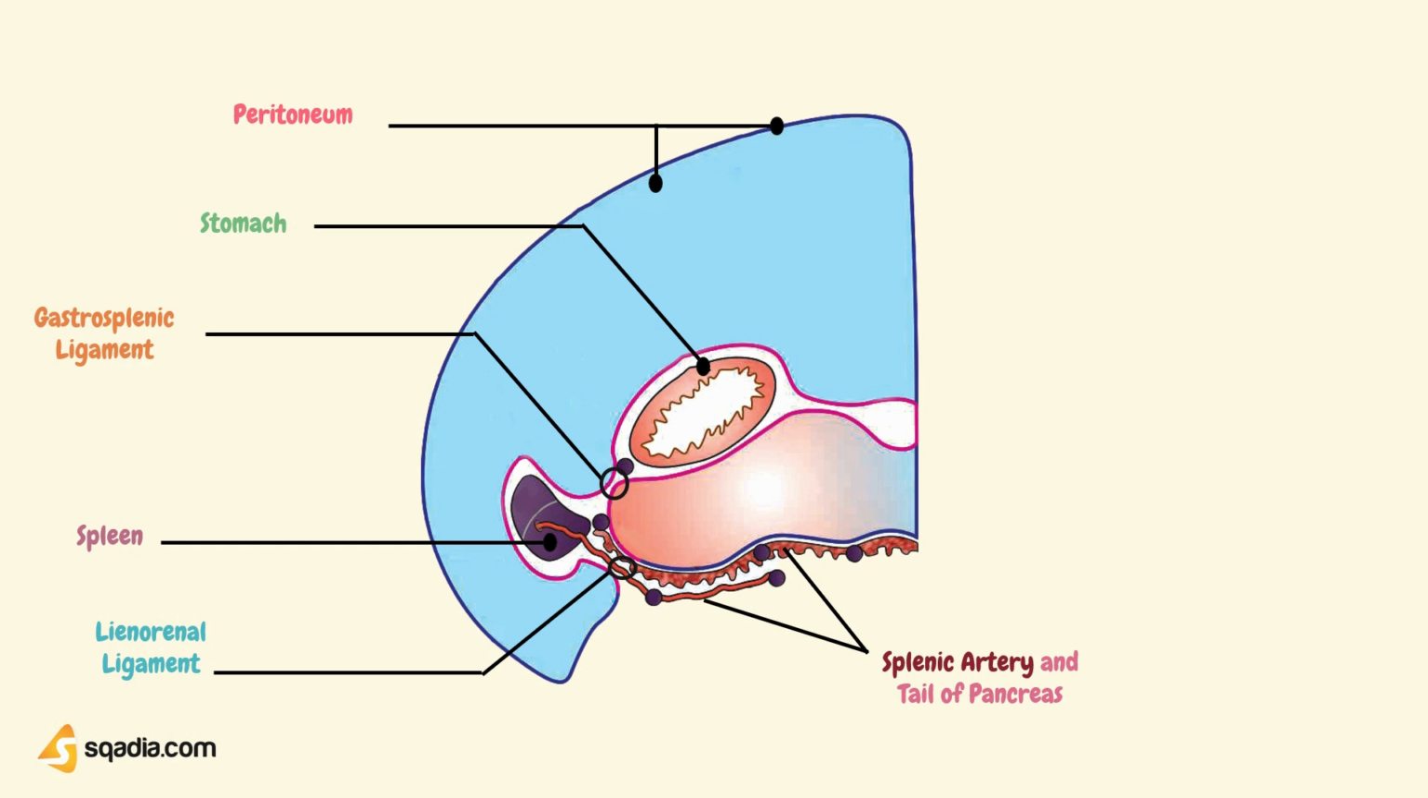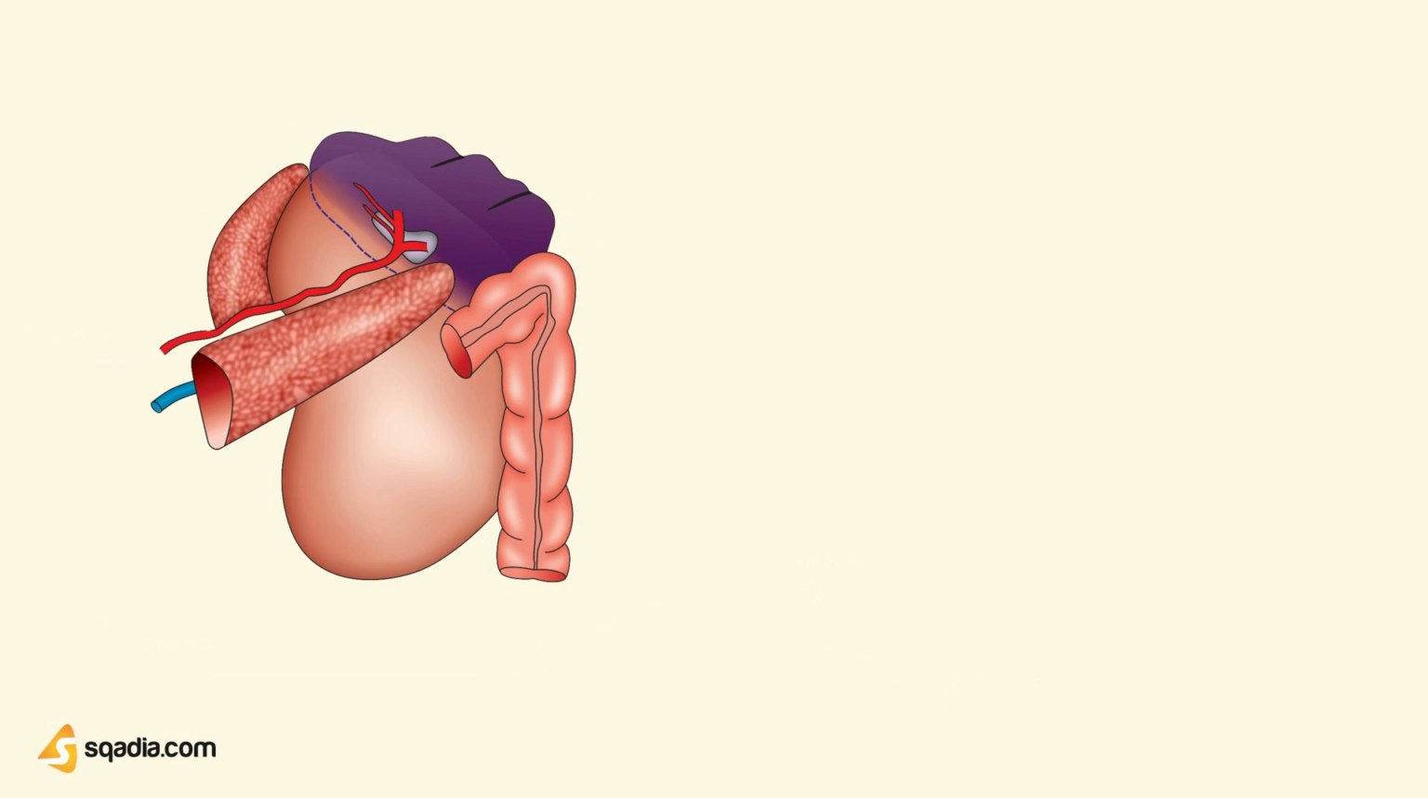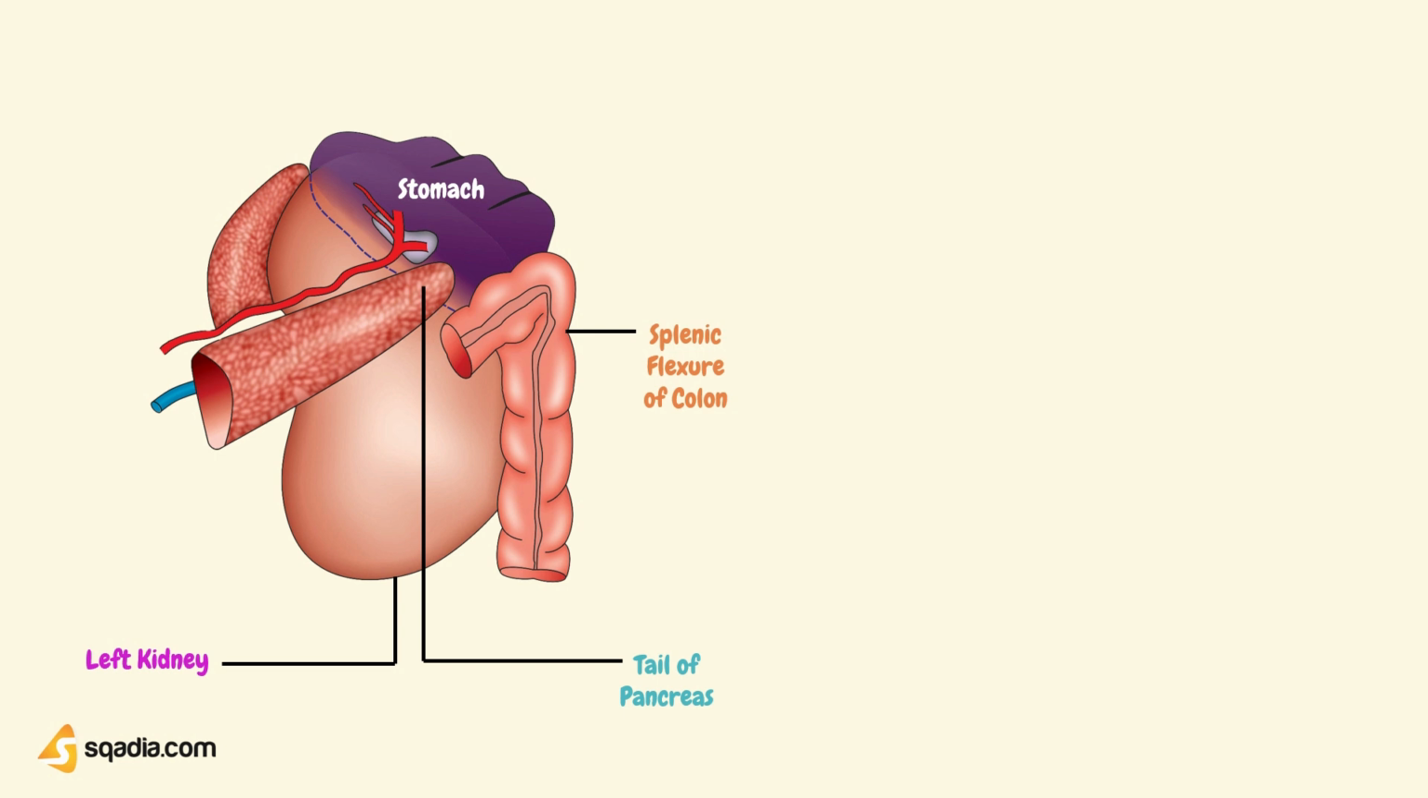Now let's discuss the visceral relations. The visceral surface is related to the fundus of the stomach, the anterior surface of the left kidney, the splenic flexure of the colon, and the tail of the pancreas.